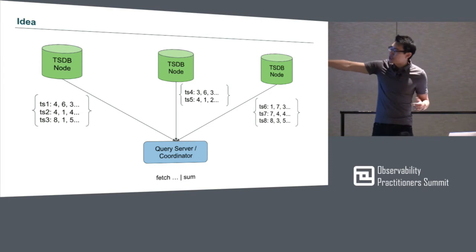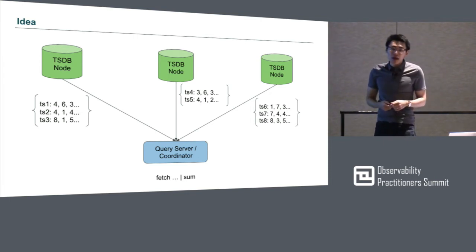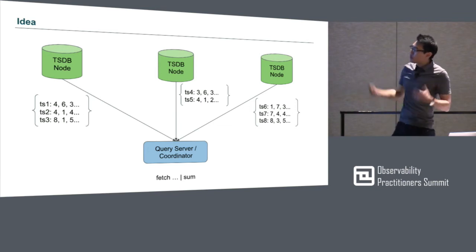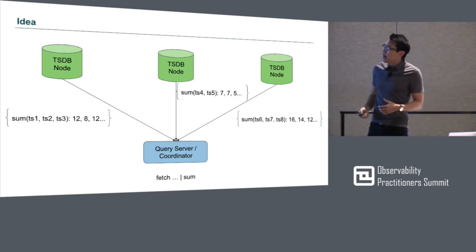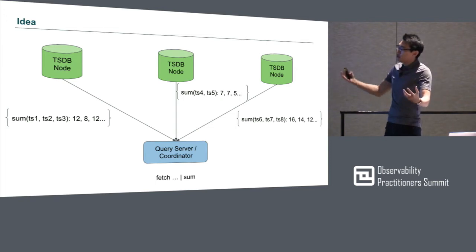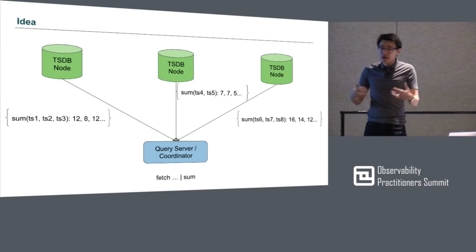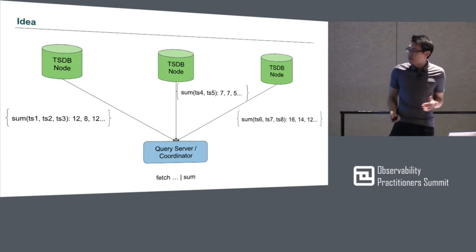I have a particular fetch statement that matches all of these time series that are on each of the time series database nodes, and I want to apply a sum. So instead of fetching all the data back like we used to, we would actually push that sum function down to each of the data nodes themselves. Each of the data nodes will apply the sum to all the time series that match that fetch, and then you return each of the small sums back into the coordinator or the query server, and it would perform the sum back up to the result.